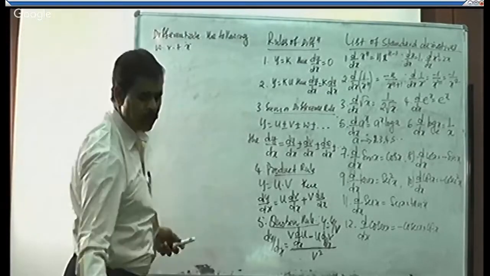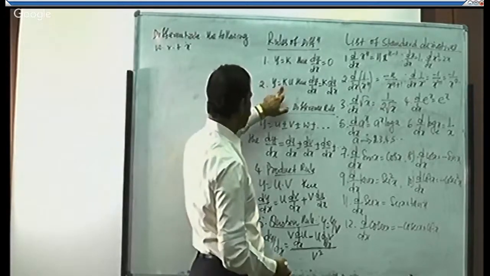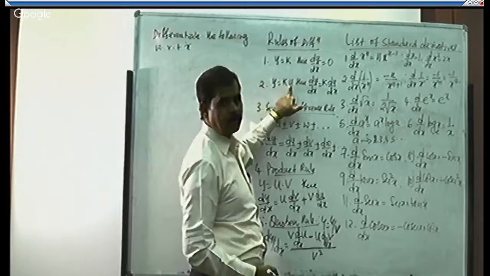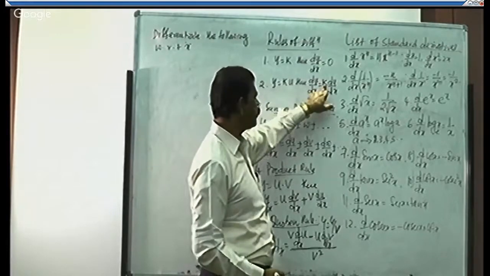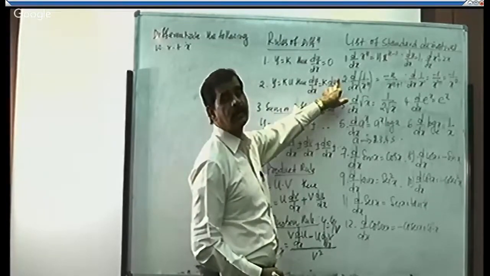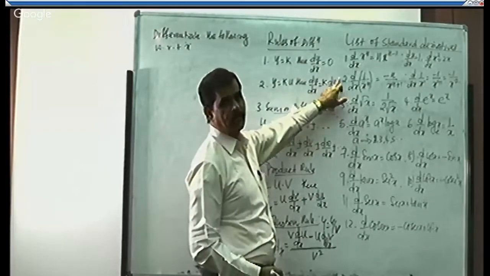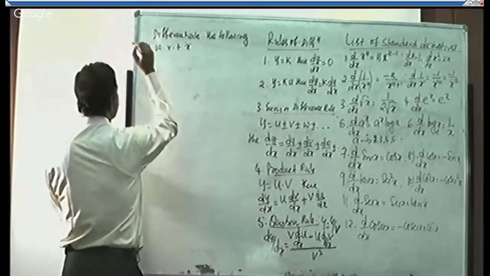What does the second rule say? If the given function is constant into x terms, keep the constant as it is and differentiate the x term. Okay, that is the second rule. Now the problems on the second rule.